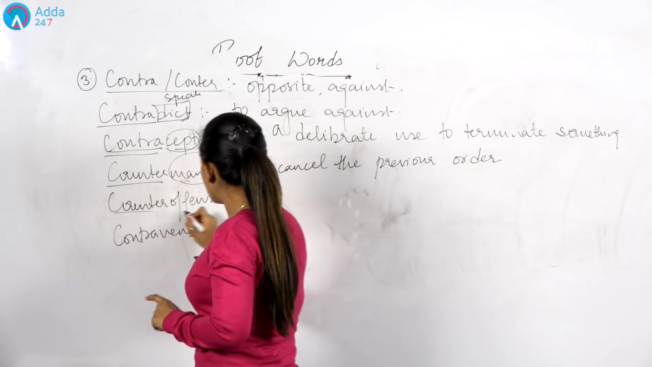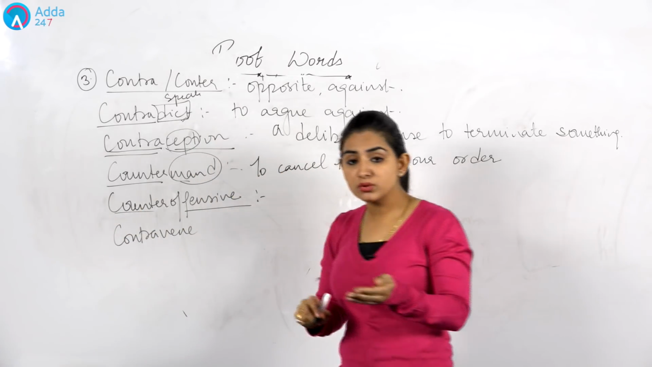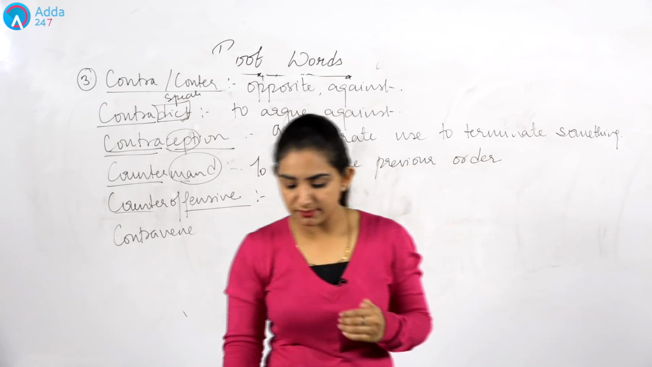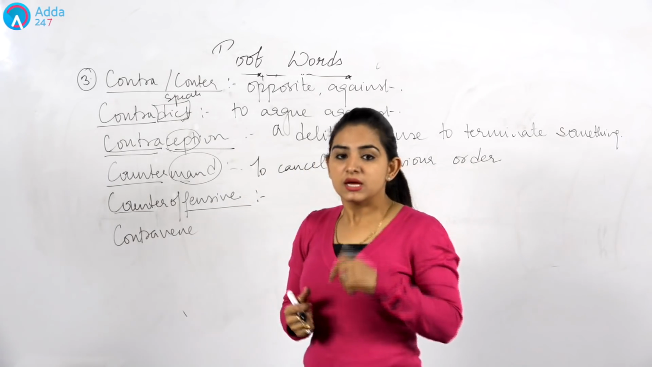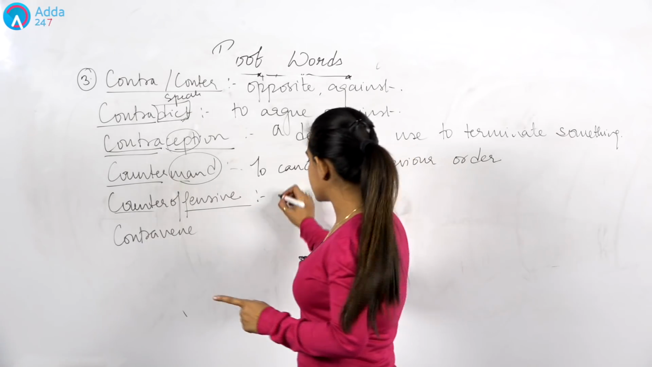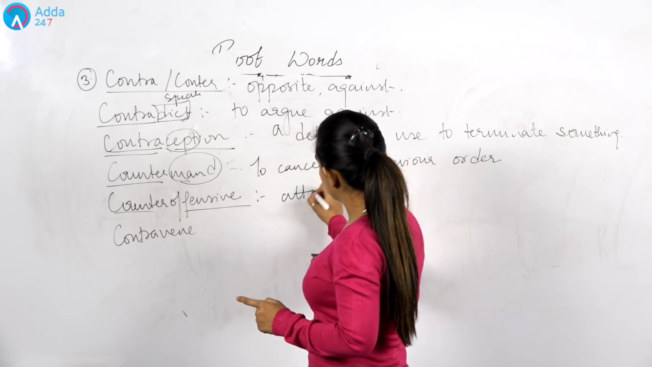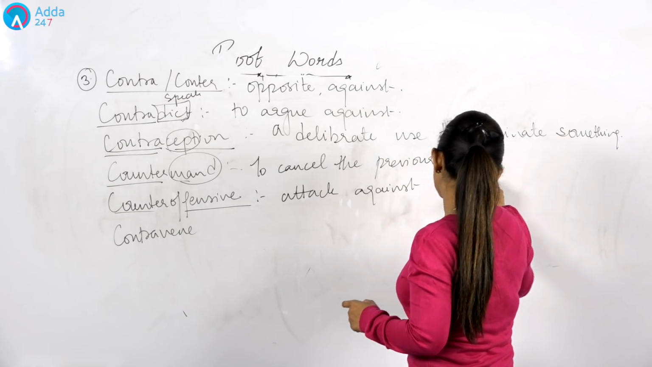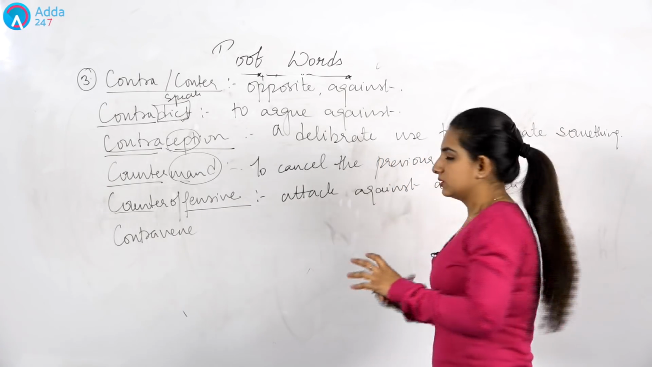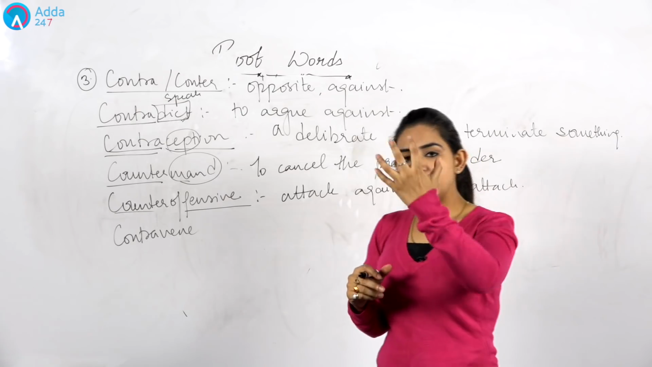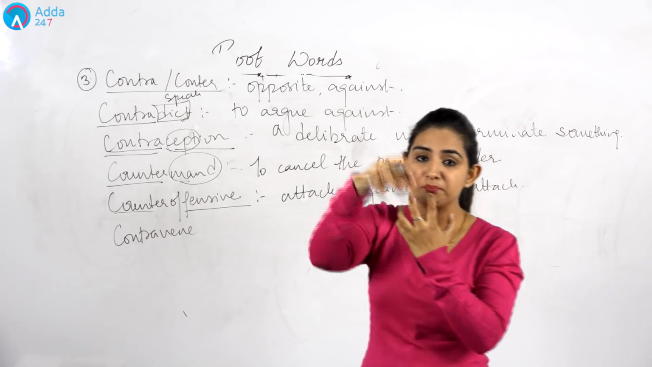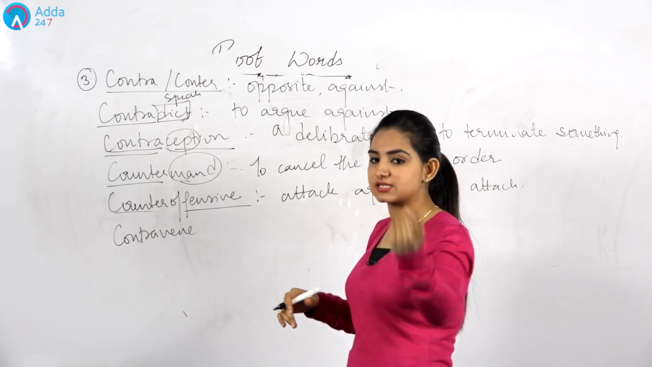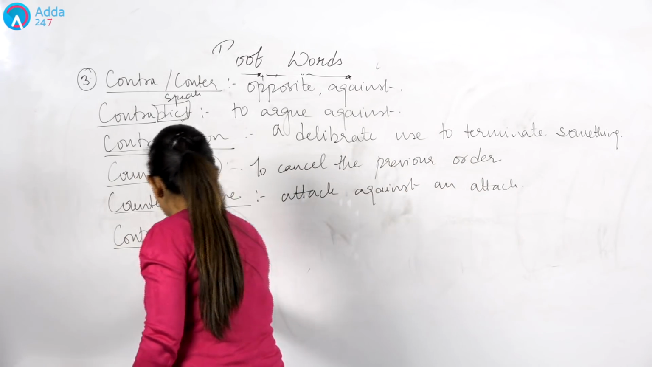Next is counteroffensive. Now, counter means opposite. Offensive means when you are getting hurt due to something, then we use the word offensive. Now, counteroffensive means attack against an attack. For example, just imagine if somebody is coming to attack you, and you attack him back. That is what we mean by counteroffensive. Attack against an attack.